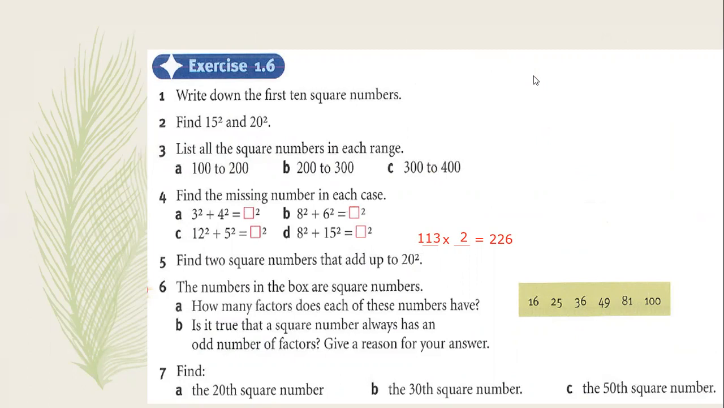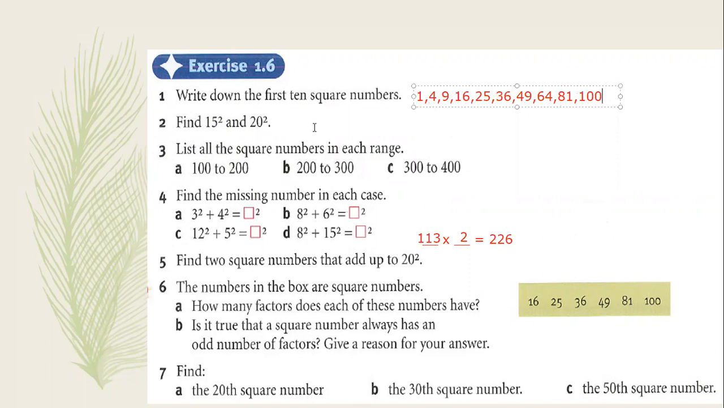Write down the first 10 squares. The first 10 square numbers are so easy. 1 squared is 1, 2 squared is 4, 3 squared is 9, 4 squared is 16, 5 squared is 25, 6 squared is 36, 7 squared is 49, 8 squared is 64, 9 squared is 81, and 10 squared is 100. So these are the first 10 squares.